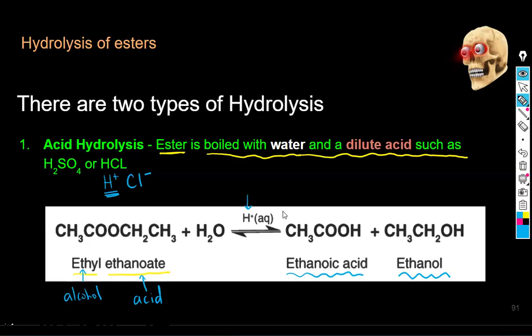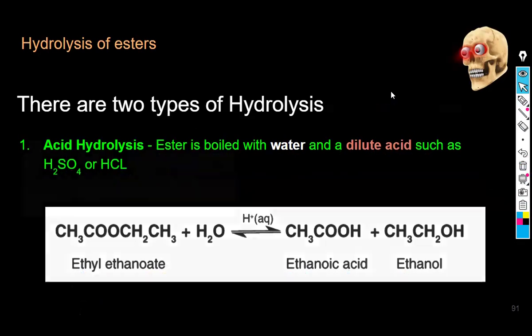Take down everything on the screen and write it back on screen. So this is acid hydrolysis. Obviously, the reason for its name, we're boiling it with water and, more importantly, an acid.